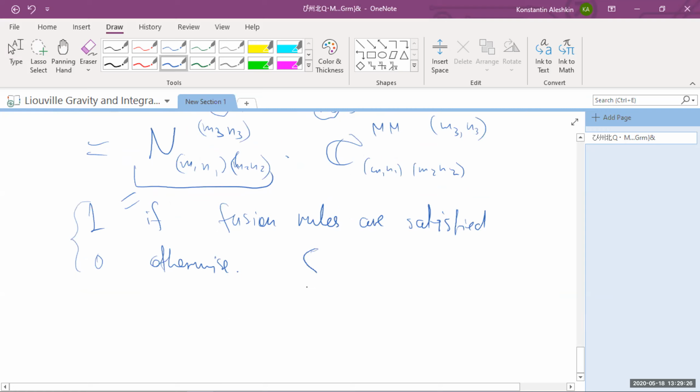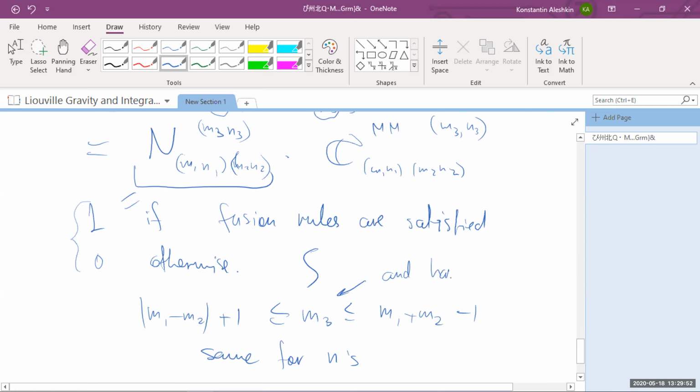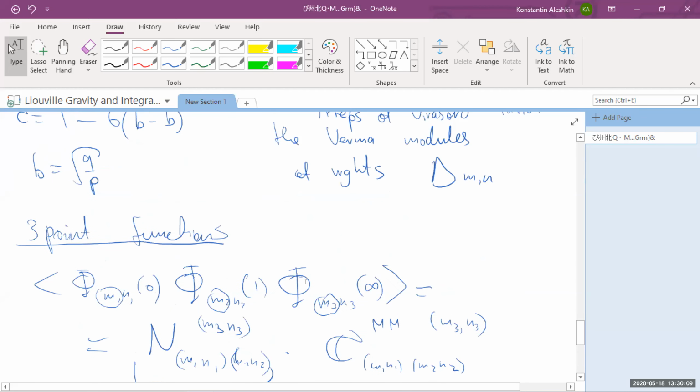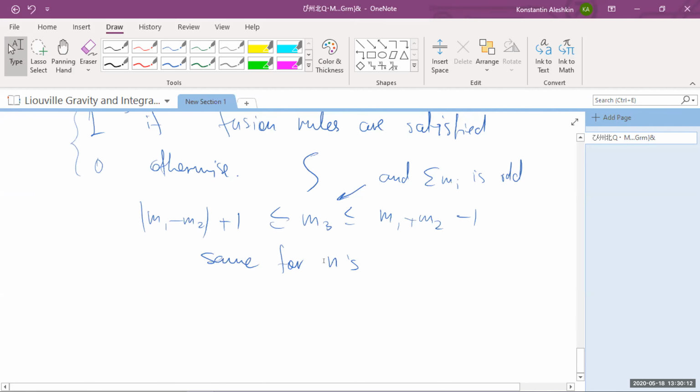So it's equivalent to say m3 is m1 plus m2 minus 1, plus 1, and same for the other ends. And they have different parity, maybe. And the sum of the m_i is odd. So yeah, those are correlation functions and spectra for these two theories. Now I can finally introduce the gravity.